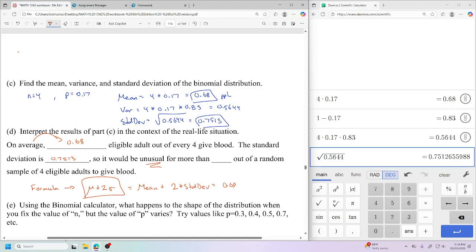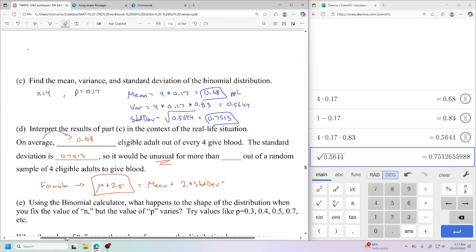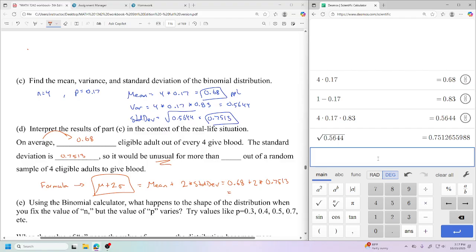My 0.68, let me try that again. Okay, here we go. The mean, and then that's 2 times standard deviation. Yep. 0.7513. So let me put this in right quick in the calculator, and I'll show you. On your homework, you will have this question come up. And so, what do you do when you see this problem? You do exactly what I'm showing you here.